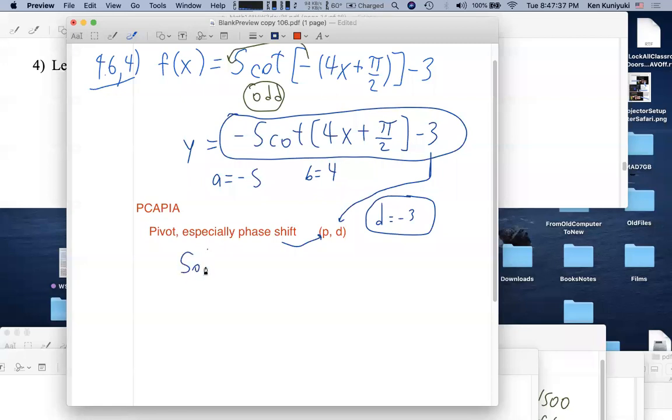So we're going to solve the argument. We're going to set the argument 4x plus pi over 2 equals 0. I want to know the value of x that makes the argument equal to 0, because that's like our starting point. Okay, well, subtract pi over 2 from both sides. 4x equals negative pi over 2. All right, divide by 4.